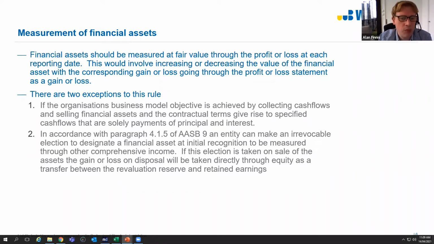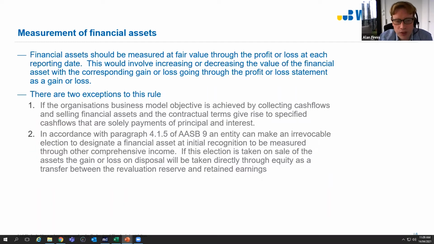Say, for example, you buy some shares in Telstra. You book them at, say, $10 a share. At the end of the reporting date, the share price has increased to $12. You then increase the value of your investment, and you also take a gain through the profit and loss of that $2. That would go through other income or revenue, depending on the nature of your business. So that's how we'd account for the majority of these financial assets.